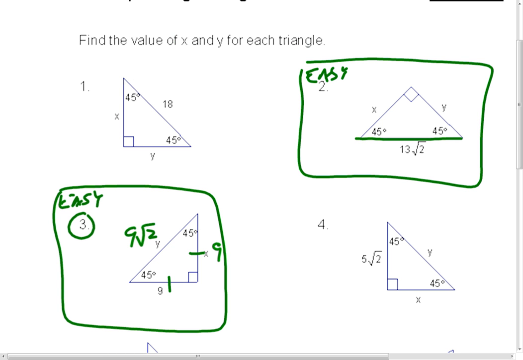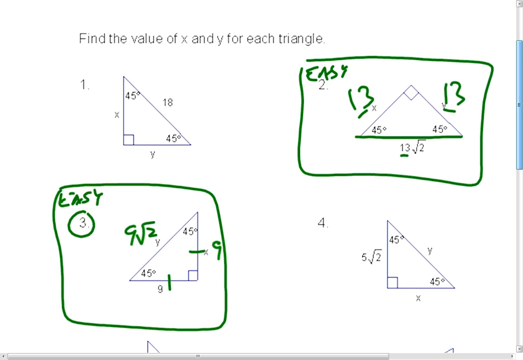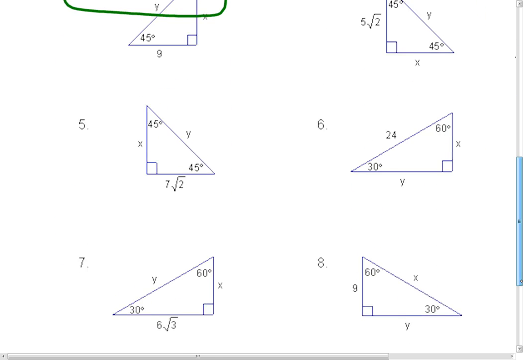If the hypotenuse is 13 radical 2, what are the other two sides? I'm just following this pattern. This, attach radical 2. I've attached the radical 2, therefore that must be the other two sides. Let's continue with the easy ones. Jump down to number 8.